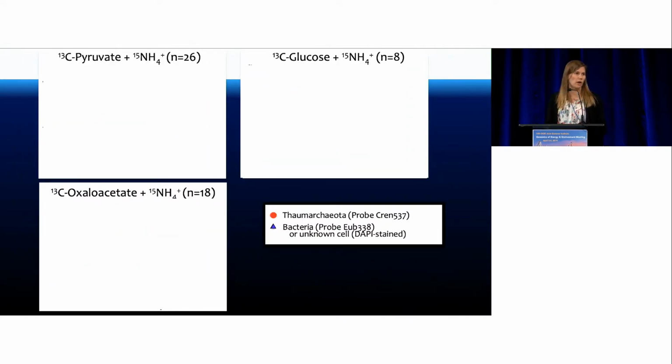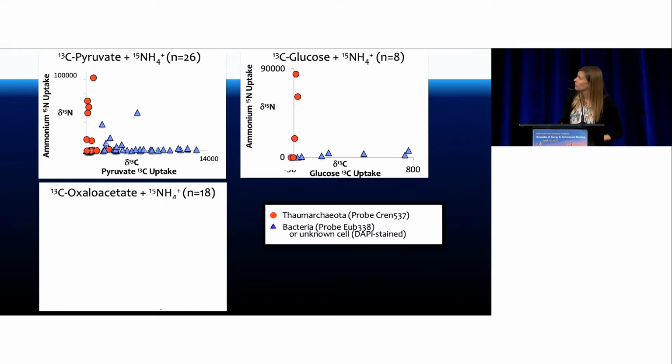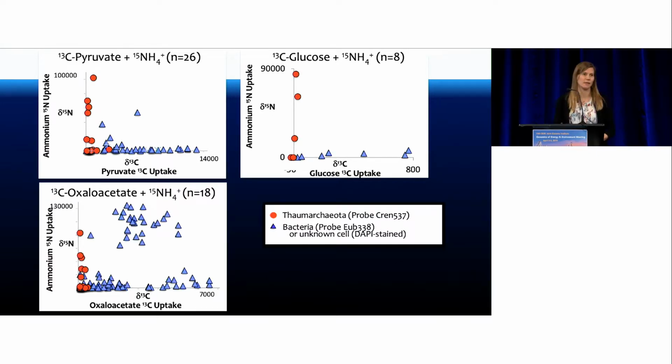Then we switch to our purely carbon substrates. So now we have 13C labeled carbon substrates plus 15N ammonium. And the 15N ammonium is serving as a general indicator of activity, so we can see if the cell is at least anabolically active before we assess whether or not it's taking up that 13C. So from pyruvate, glucose, and oxaloacetate, we see the same thing. We see active cells who are not assimilating the organic carbon.